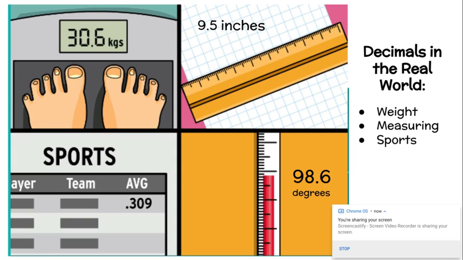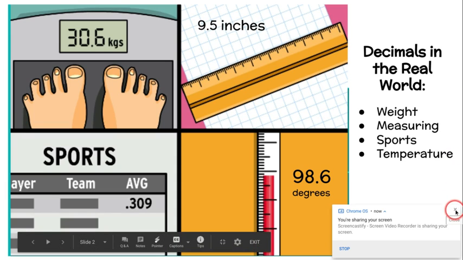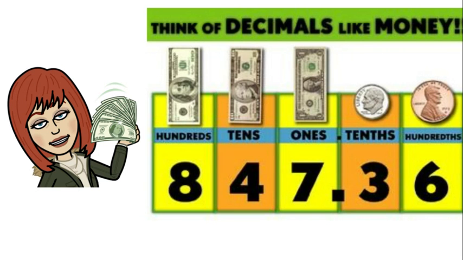Sometimes we see decimals in sports. Maybe we see like the batting average of a baseball player is 0.309. And sometimes we see decimals with our temperature, which could be like 98.6 degrees. So we want to think of decimals kind of like money. So we know that we have our hundreds, tens, and ones place. But now, what if we have also some dimes and pennies? So this is a really good way to think of decimals when we think of it just like money.